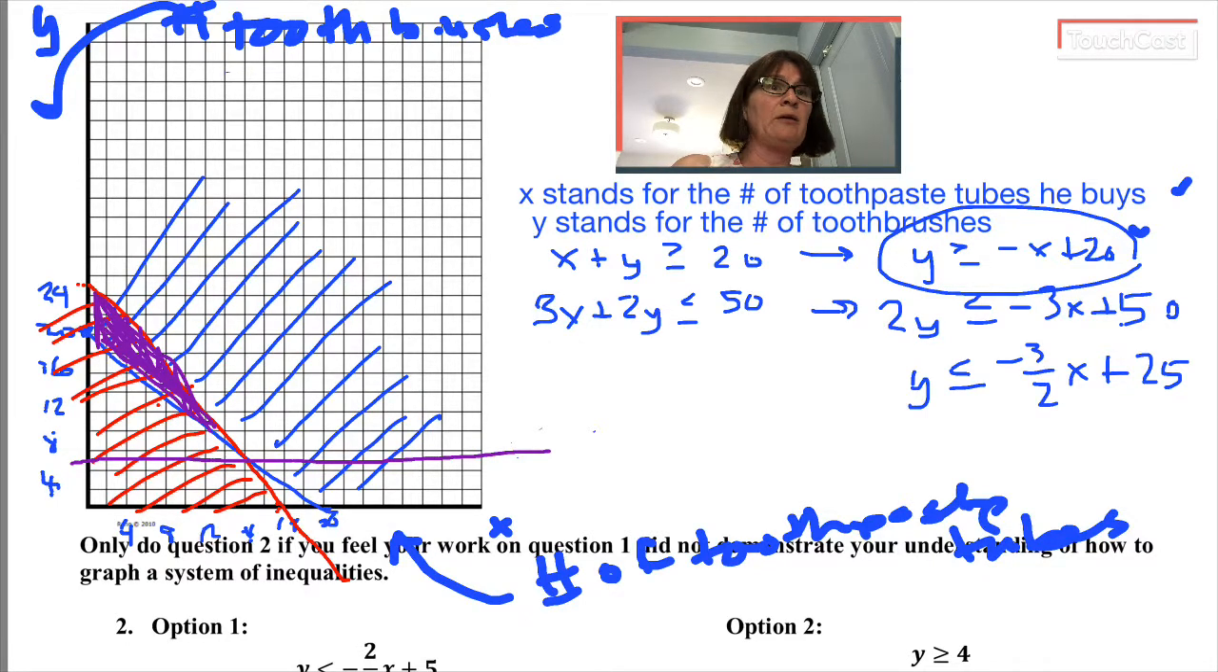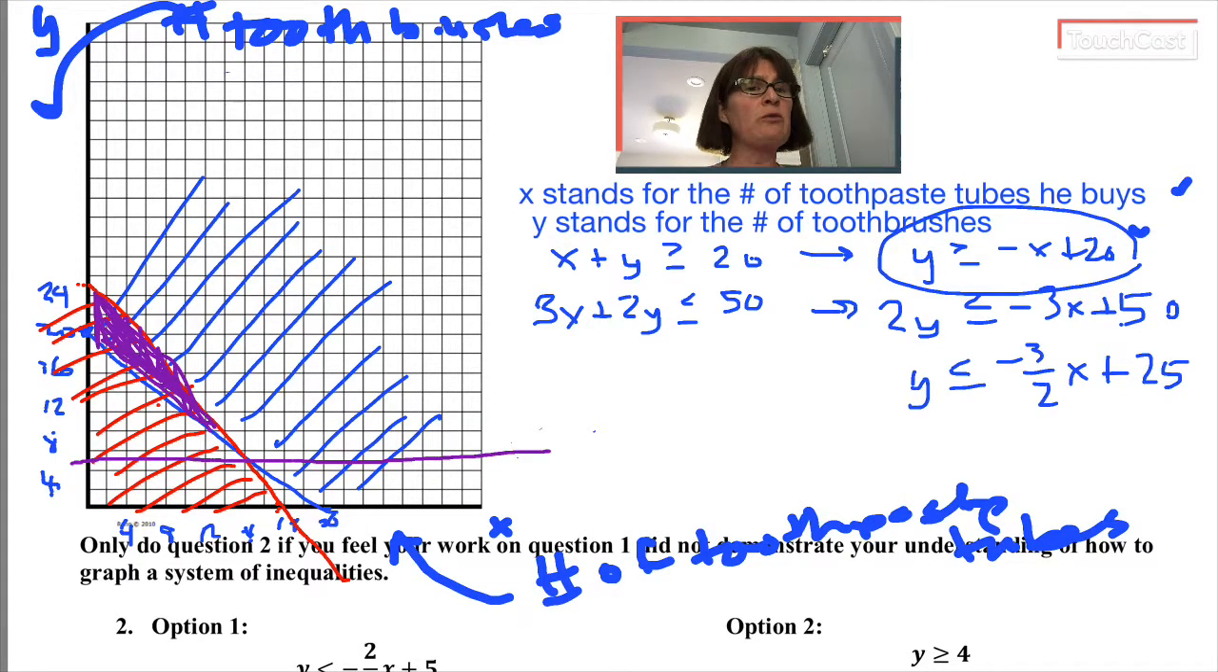Could he buy more than 20 items after buying 5 toothbrushes? Yeah, but you'll find it doesn't fit in the other constraint, which is he has to spend less than or equal to $50. So 2 good ways you could have answered that question. Nobody actually used the graph, so I want you to be able to think about that. If it's a solution, then it has to be somewhere in the overlap of the graph.